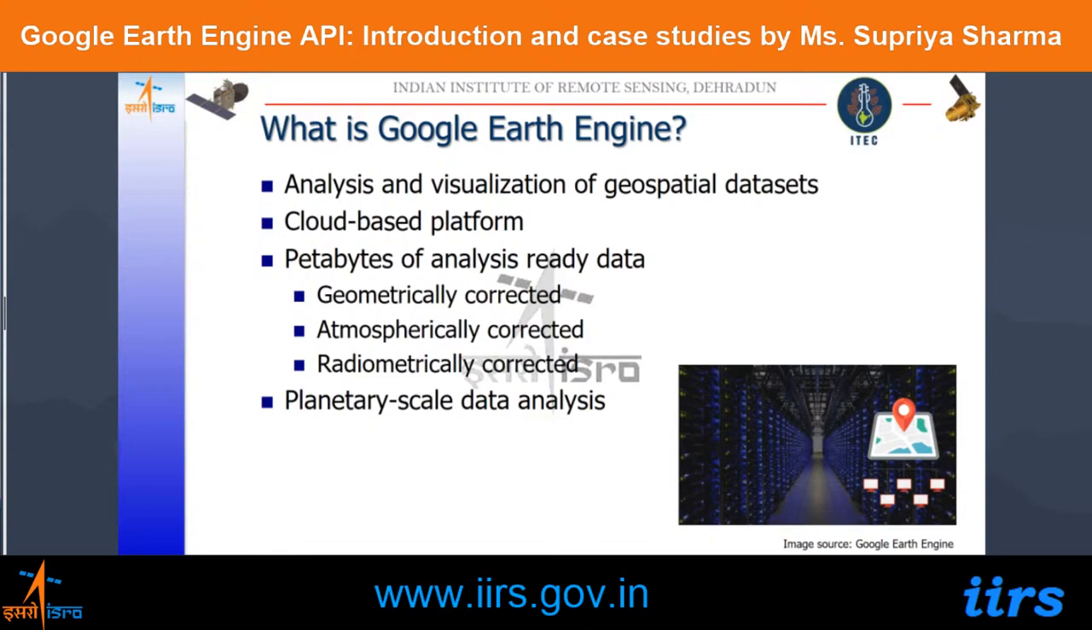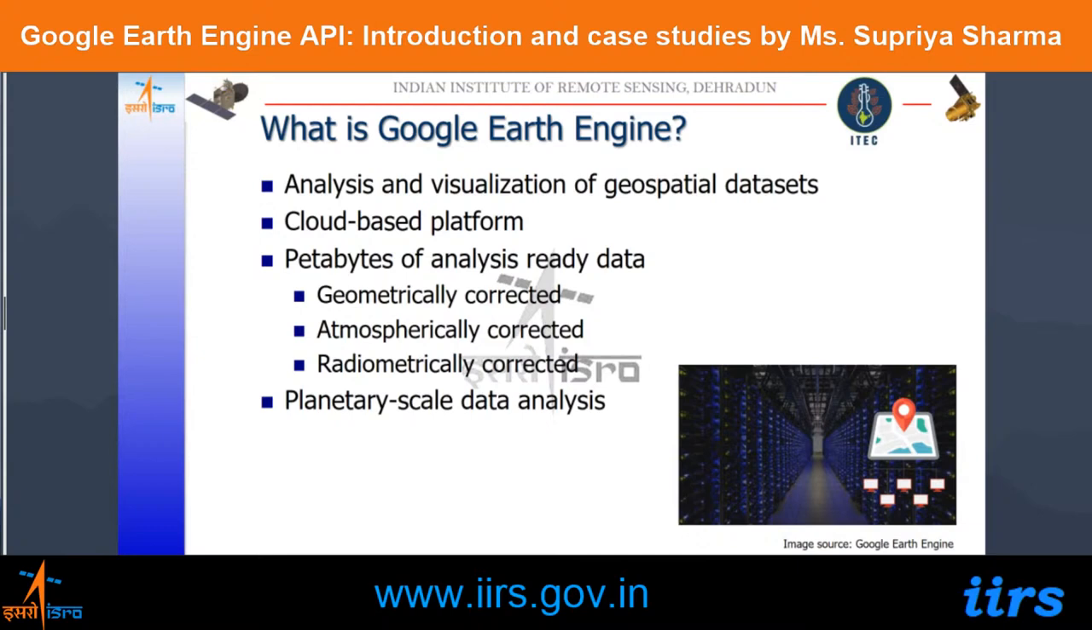Google Earth Engine has a wide catalog of analysis-ready data. This is geometrically corrected, atmospherically corrected, and radiometrically corrected. Using Google Earth Engine, you can perform global scale analysis within a matter of minutes. Now, how does Google Earth Engine work? You can perform analysis by writing code. You can write code for the most basic operations such as basic math operations, and also for computations such as machine learning.